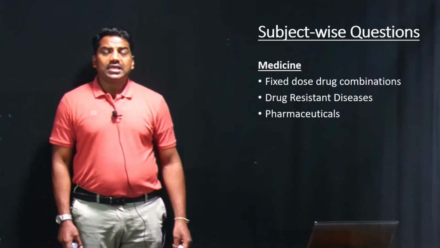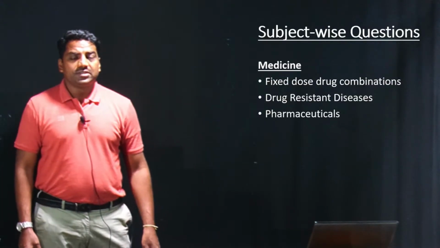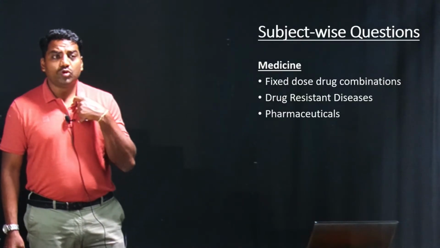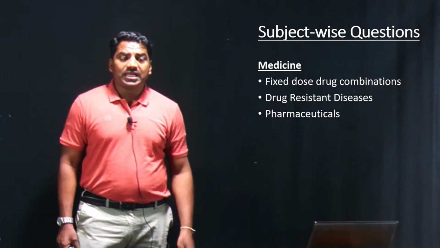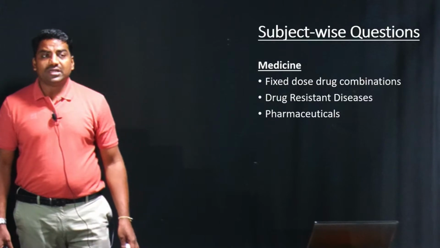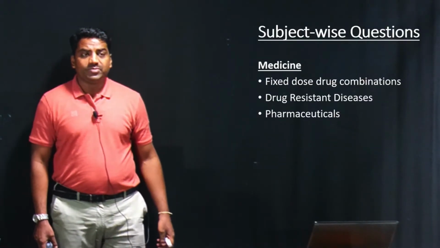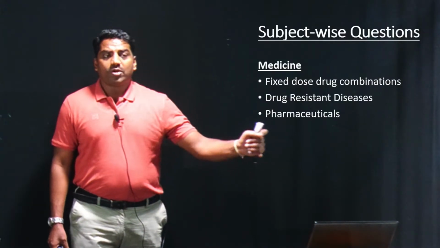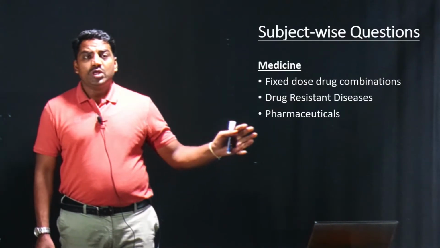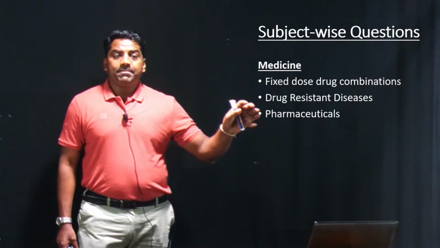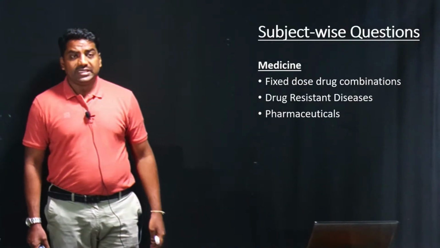Coming to the other aspects of science questions. So basically the medicine here, fixed dose drug combinations that had come in the examination, drug resistant diseases, and along with that the antimicrobial resistance becomes very important, and the pharmaceuticals, maybe it is with respect to the general pharmaceuticals or the biopharmaceuticals. So again we need to concentrate upon the medicine part.